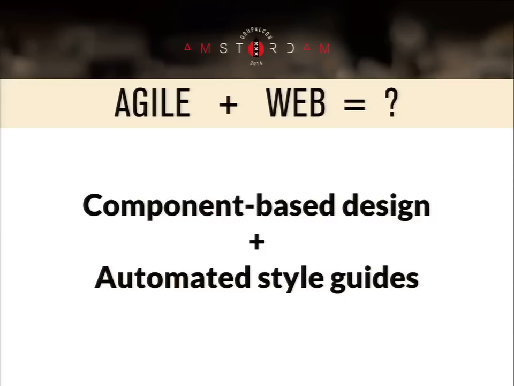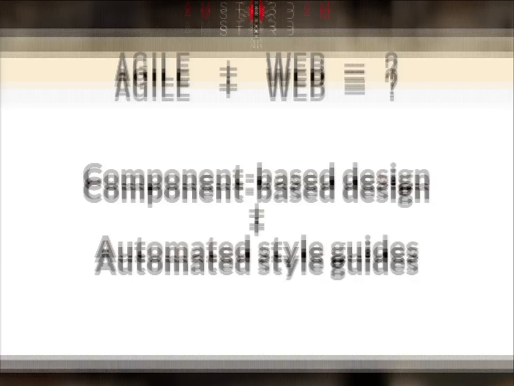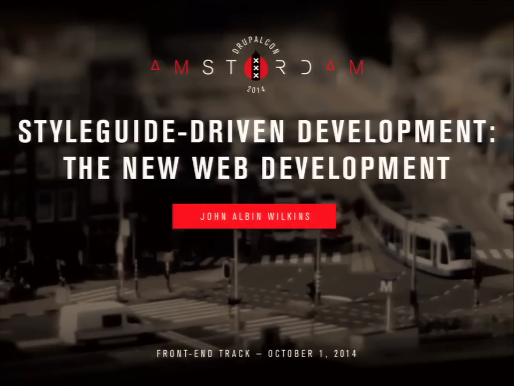And it's not even that hard. That's why it was so hard to figure out, because it's really, really simple. All we need is component-based design plus automated style guides. And if I had known this when I submitted this session, I would have called this session style guide-driven development, the new web development. I honestly believe that. I know probably a lot of your bosses are saying, well, we're going to try and do Agile, right? You will all be doing Agile 10 years from now. Guarantee it.